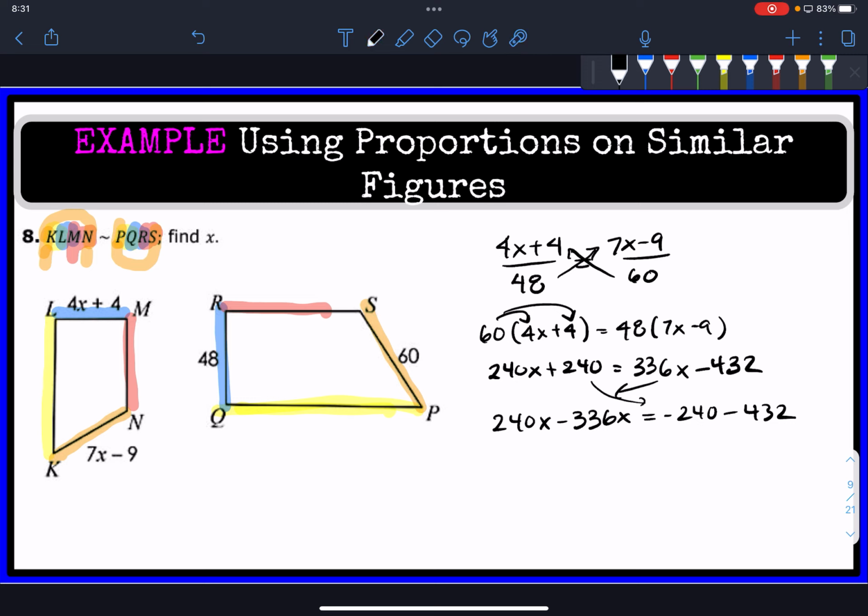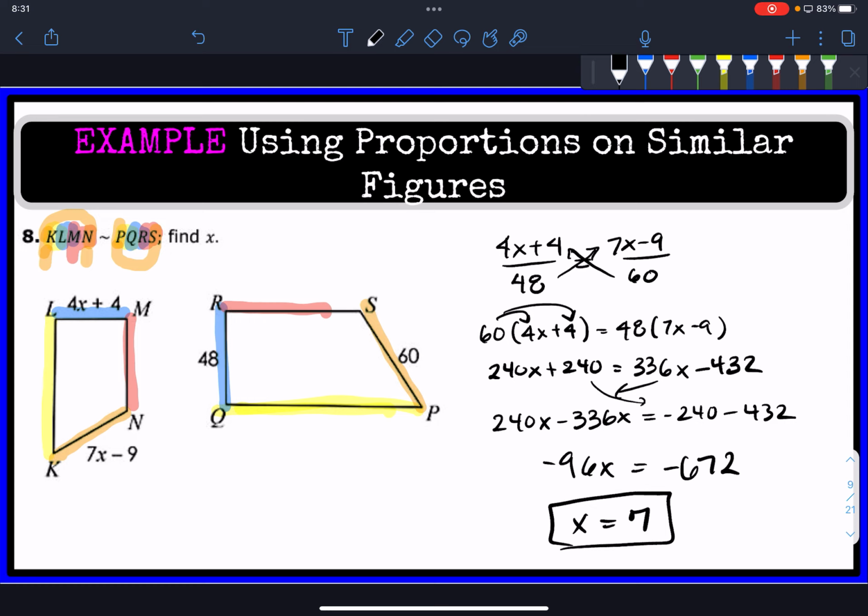So let's see, we have 240, we're going to subtract 336, that's equal to negative 96x. We have negative 240, and we're going to subtract 432, and that's equal to negative 672. Divide that by the negative 96, and we get that the value of x is equal to 7. So there's our answer.